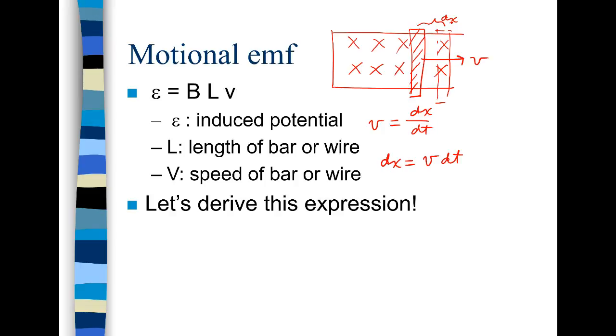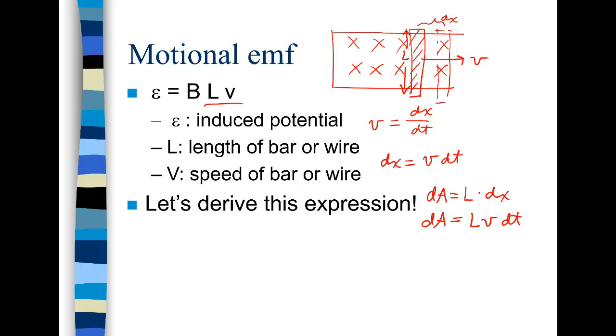Okay. Now if the bar has a length of L, then that means that dA is going to be L, the length of the bar, times dx. Or in other words, dA is L v dt. Hopefully you can see where we're going with this. That's where the LV comes into this.